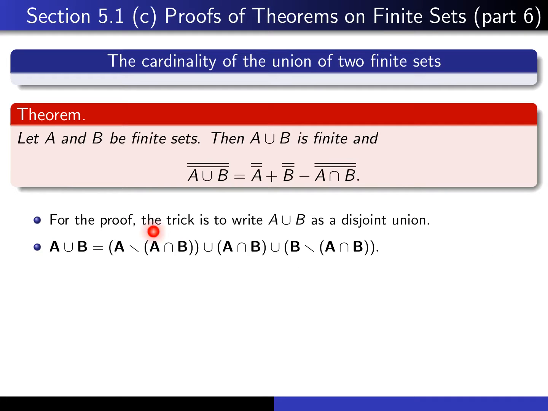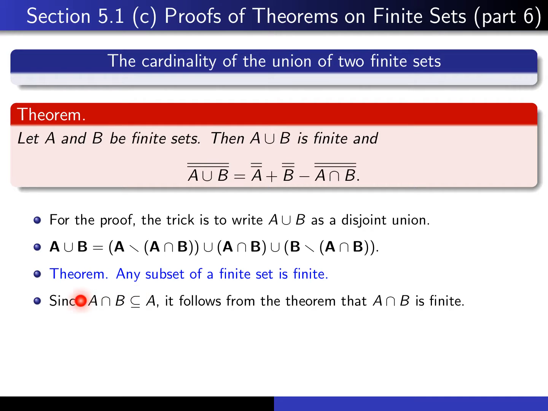Okay, so this was the idea that we picked up from the picture. So we have to convince ourselves that each of the pieces in this union is finite. And so we're going to use the theorem that says that any subset of a finite set is finite. That's something that we did in an earlier lecture. So how are we going to use that? Well, A intersect B is a subset of the finite set A, and therefore it follows from the theorem that A intersect B is finite.